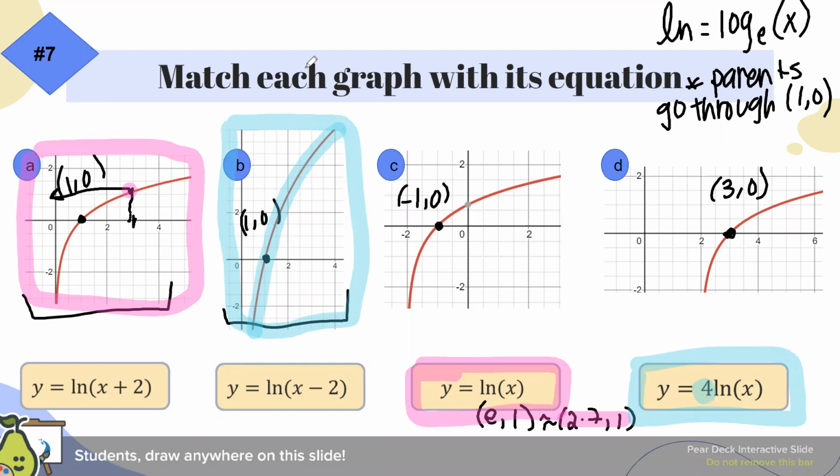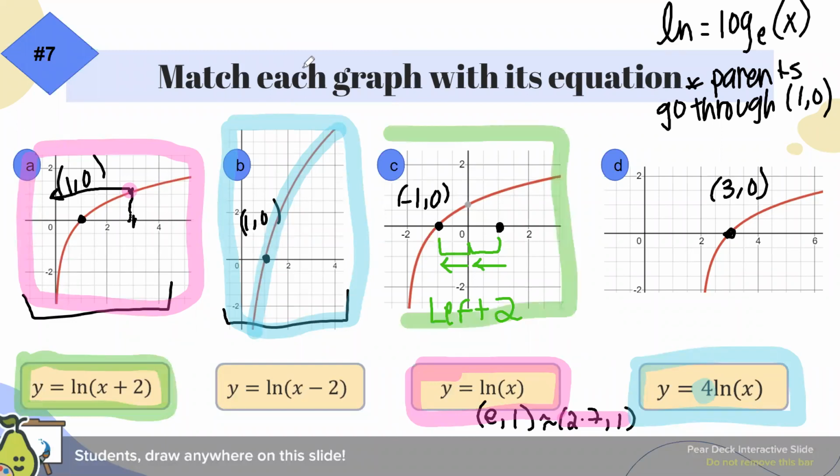Then we have to decide, okay, what happened to graph C? Graph C should have gone through the point (1, 0). However, this graph moved over 1, 2 to the left. It moved left 2 units. Is there a function that tells us it's moving left 2 units? Oh my gosh, would you look at that? x plus 2 really means to move left 2 units from that original point (1, 0). So there we go.